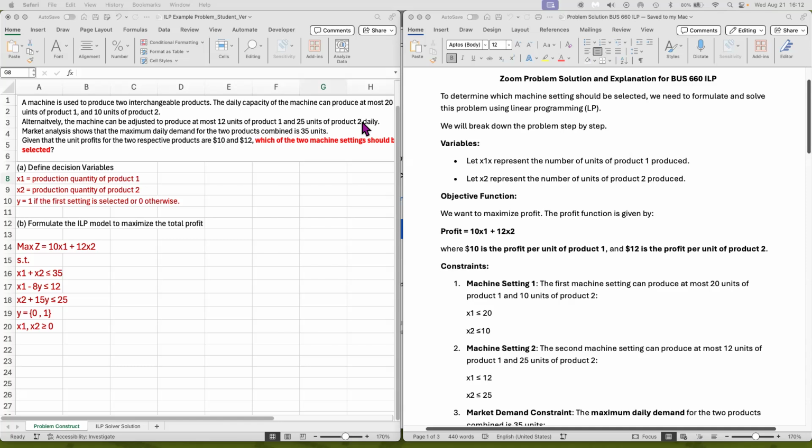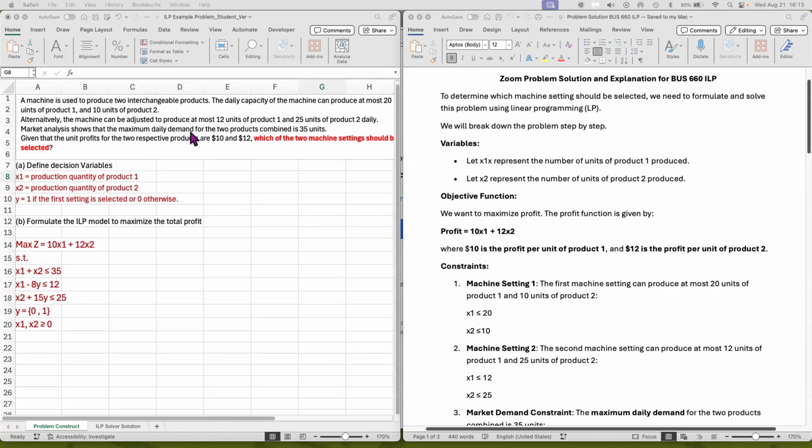And to add a third constraint to this, we have a demand. The market analysis shows us that the demand for the two products combined is 35 units. When we see something like that, that automatically tells us that that is a constraint. Okay? Now, given that we have a financial interest in the production of these units, we also need to know what is the respective number of units for the two products and the cost or the value of it. So that's where we have a $10 and a $12.